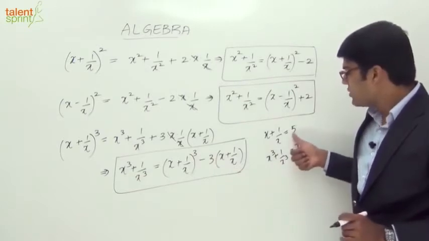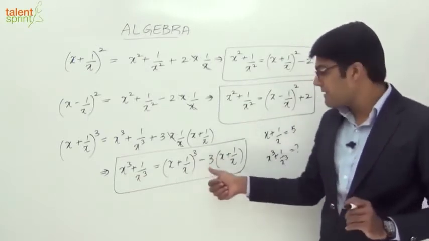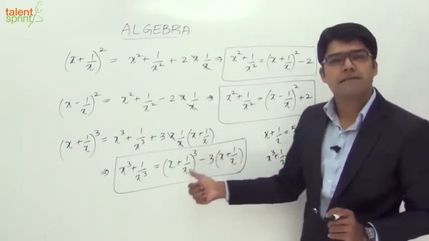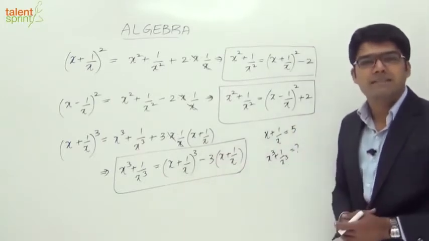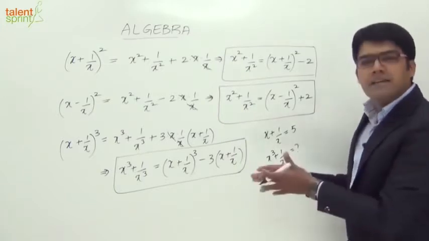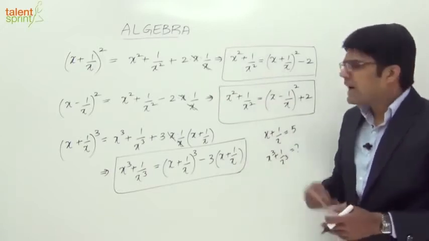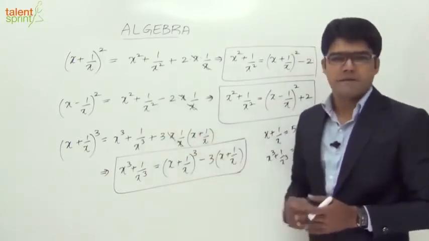So x plus 1 by x whole cube, 5 cube, 125, minus 3 into x plus 1 by x, which is 5. 3 into 5 is 15. So 125 minus 15, 110 would be the answer. So that's how we can directly arrive at the required answer, just by remembering these identities here. Otherwise, we'll have to go for the complete expansion.